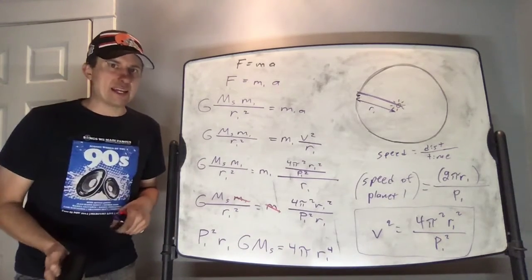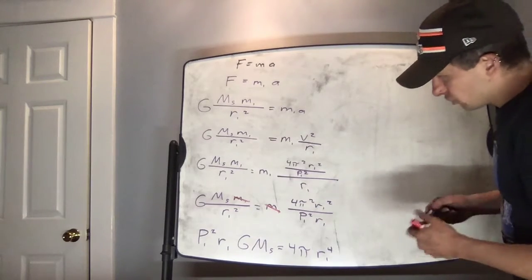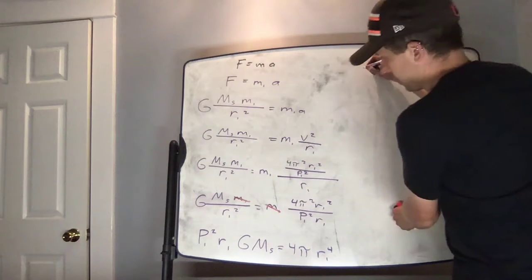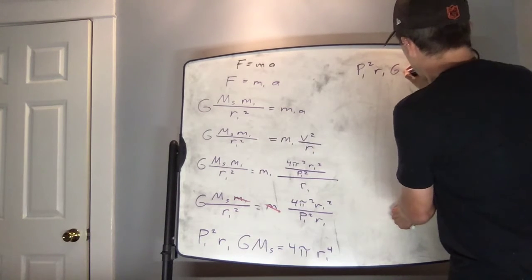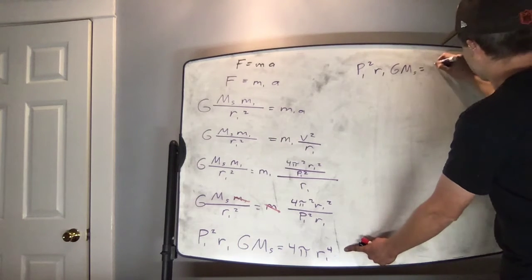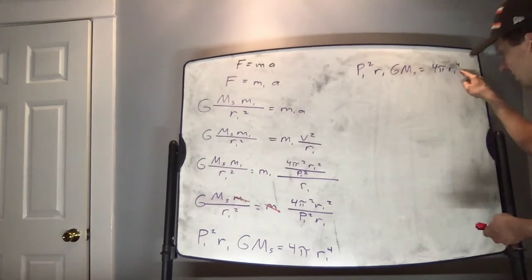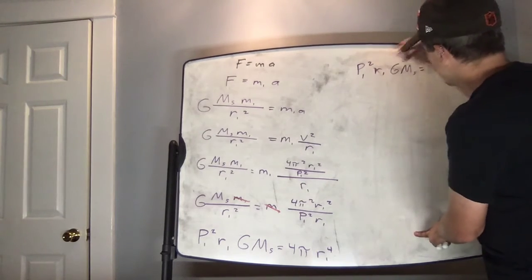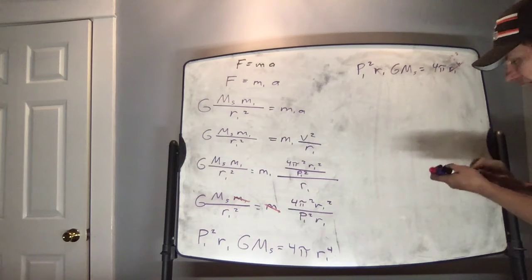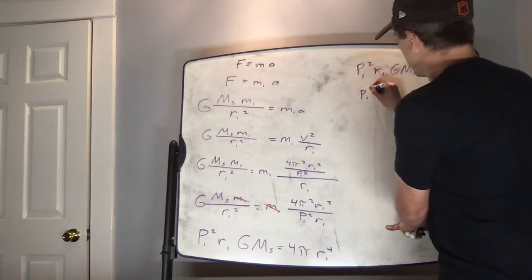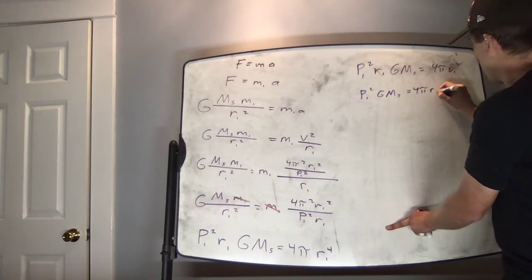Now I am going to go ahead and simplify this a little bit more. We are beginning with p1 squared r1 times Newton's gravitational constant times the mass of the sun. Then I have a 4 pi and r1 to the fourth power. I have an r1 that can cancel with one r1 over here, so this term will become r1 to the third. So what I am left with then is p1 squared times Newton's gravitational constant times the mass of the sun is equal to 4 pi times r1 cubed.